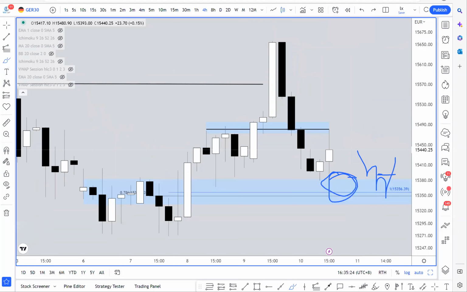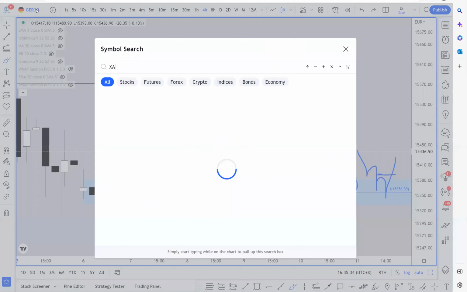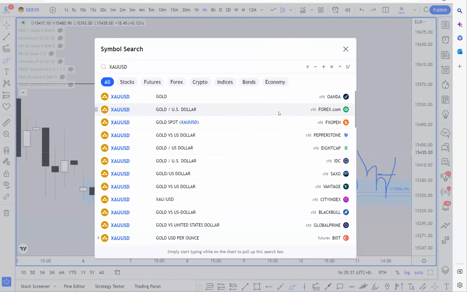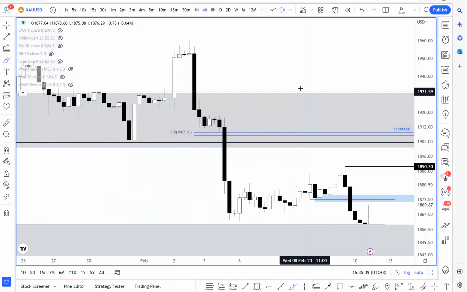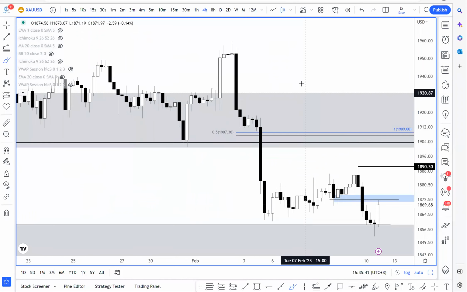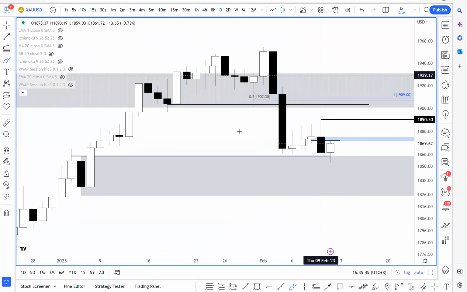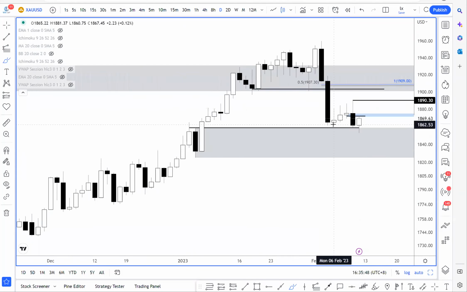Okay, so on your question, 1900 resistance. Oh, sorry, you're talking about gold. Let's take a look at gold. 1900 resistance. Okay, so go on the daily and 4 hours. So this is the daily time frame, that's the support area over here. On your 4 hours time frame, you can see that this is the resistance, which is this area here.